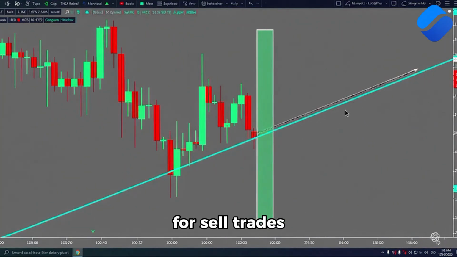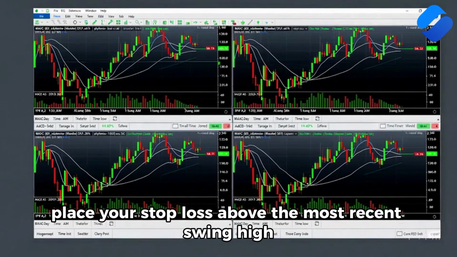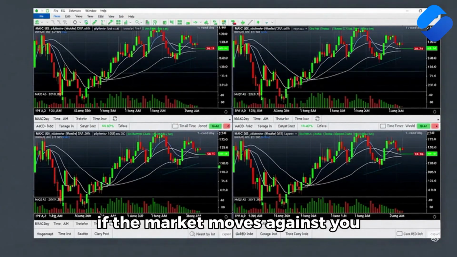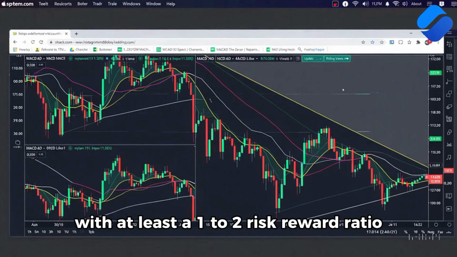For sell trades, place your stop loss above the most recent swing high. This protects your account if the market moves against you. Set your take profit with at least a 1-to-2 risk-reward ratio.